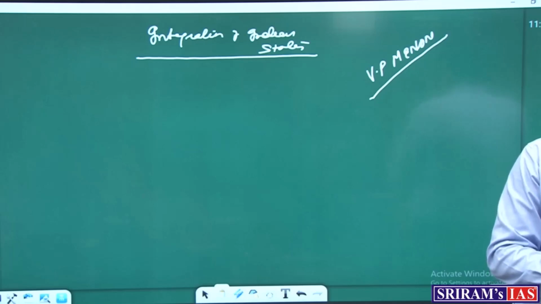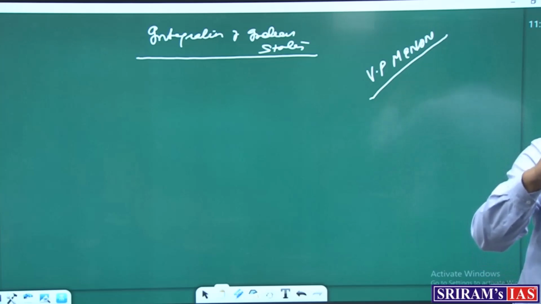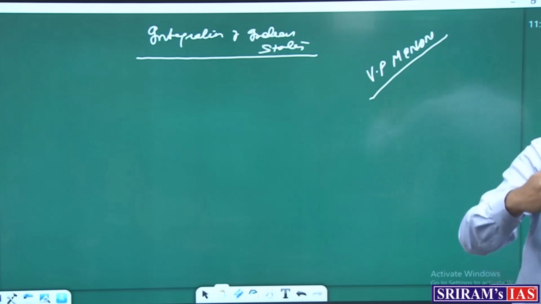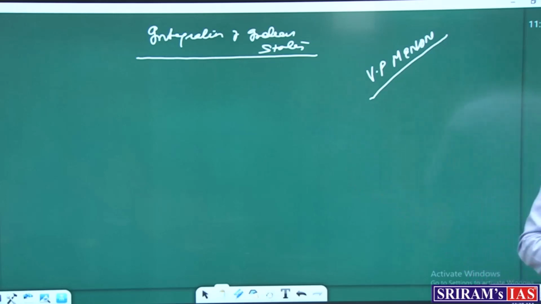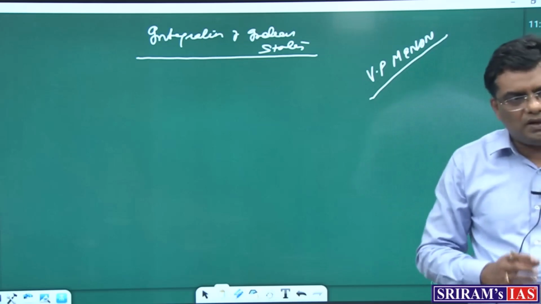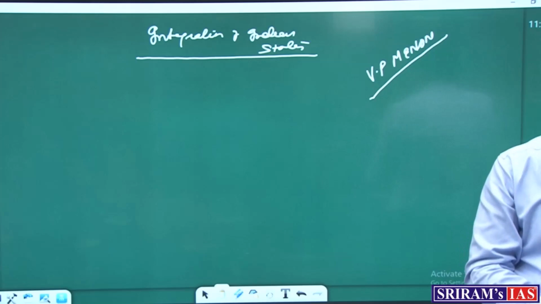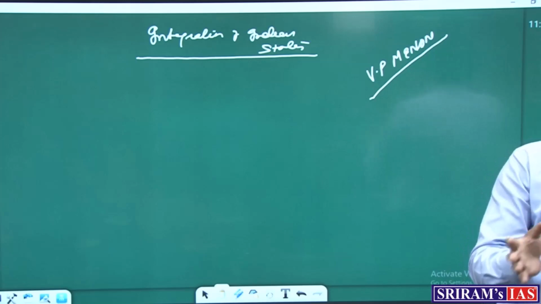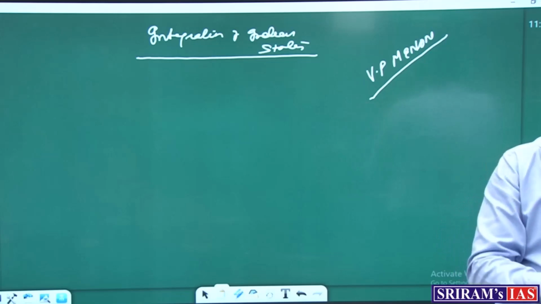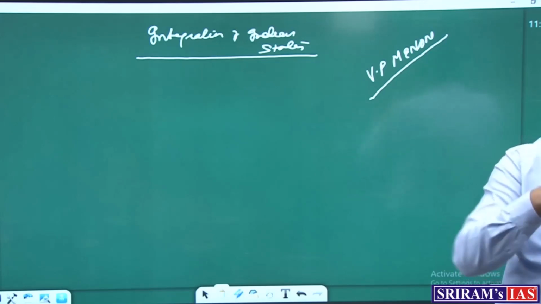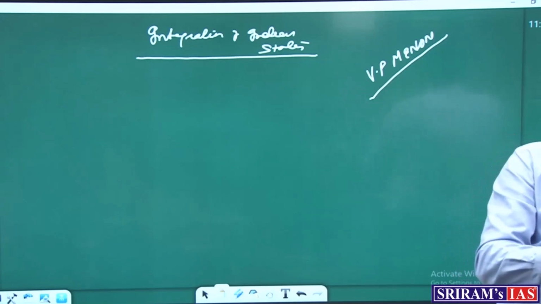So V.P. Menon started working. He constructed two documents on the basis of which he would talk to the rulers of the princely states. The first document is called the Instrument of Accession. What is this document? The Indian Rajas and Nawabs would negotiate with India, and whatever concessions and personal privileges they needed, they would get, and then the state would be merged in India. It's called the Instrument of Accession.